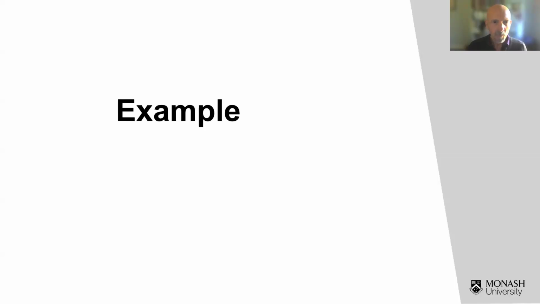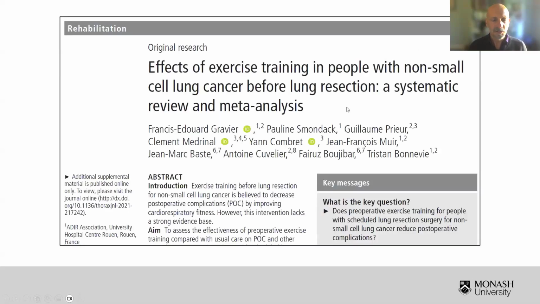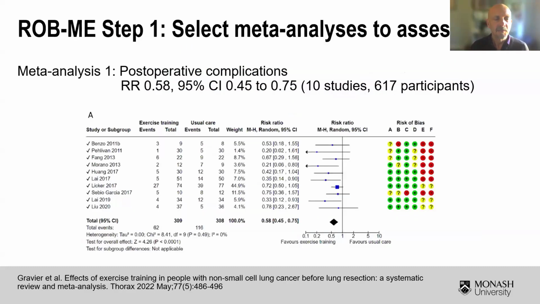So I'm going to walk us through an example of applying this reasonably quickly. I'm not going to show every single aspect of the tool, but I hope it'll give a really good feeling for how it works. We're going to apply it to a systematic review by Gravier and colleagues, looking at whether prehabilitation, offering people some exercise training before they go through lung cancer surgery, improves their outcomes. The idea, of course, is that being more physically fit, they would hopefully suffer fewer complications of surgery.